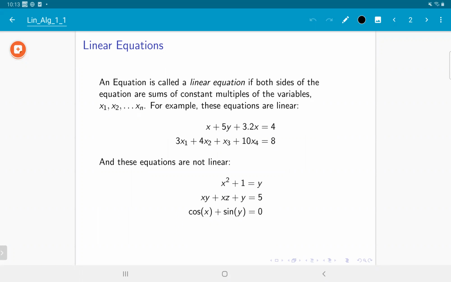The equations below are not linear. You've got x squared plus 1 equals y. That's not linear because of the x squared term. xy plus xz plus y is equal to 5. That's not linear because of the xy term and the xz term, so those are variables being multiplied together. The variables can only be multiplied by constants or added together. And then finally, cosine x plus sine y is equal to 0. That's not linear because of the cosine and sine. Those are not linear functions.